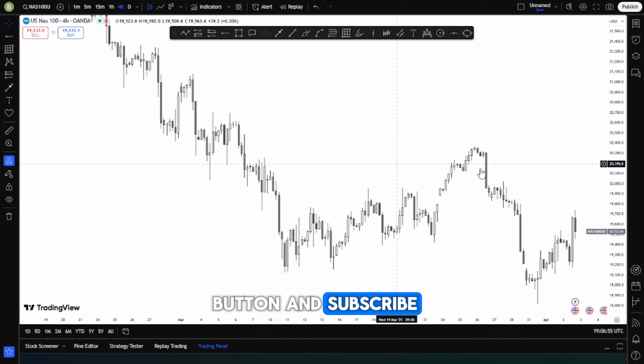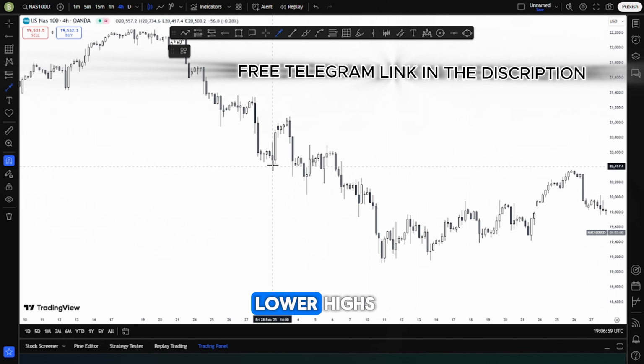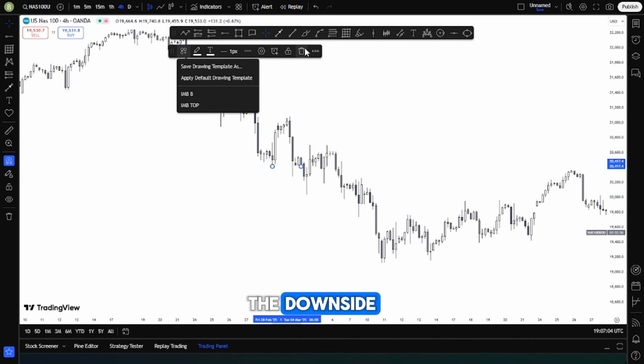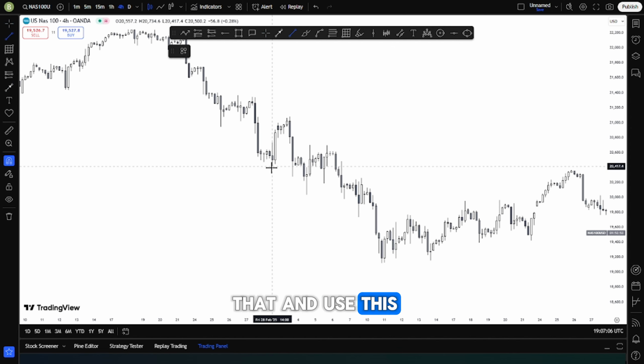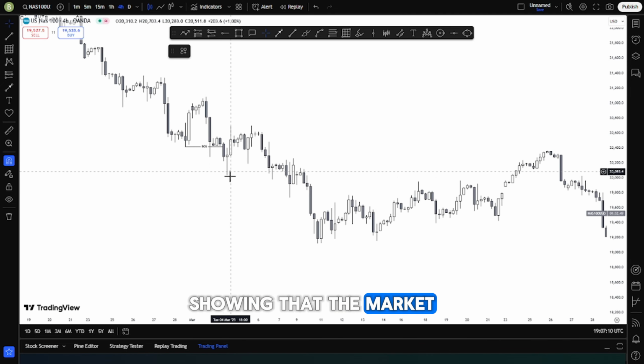So as you can see here, we are pushing down, creating lower lows and lower highs. As you can see, this is your break of structure to the downside. Let me just remove that and use this one here. So we had a break of structure within that point, showing that the market is pushing down.